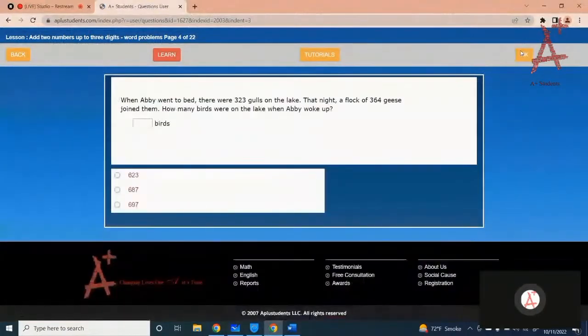Okay, the next one is: when Abby went to bed, there were 332 gulls on the lake. In the night, a flock of 364 geese joined them. How many birds were on the lake when Abby woke up? So you have to add them, 332 and 364. Got it?